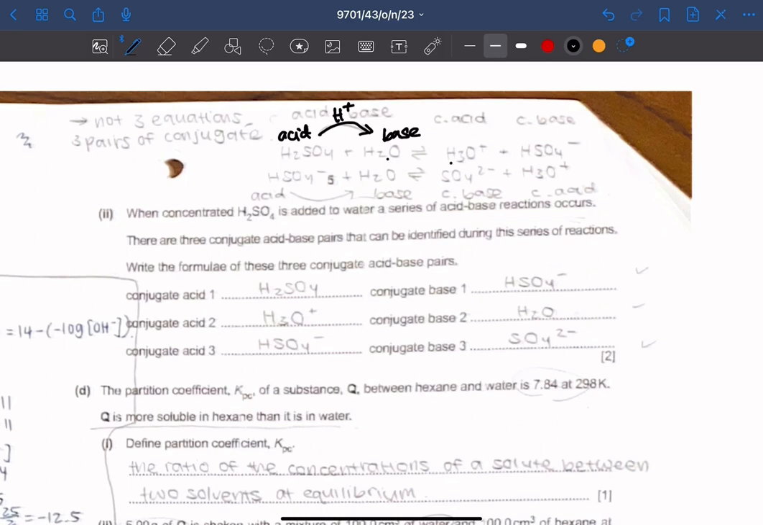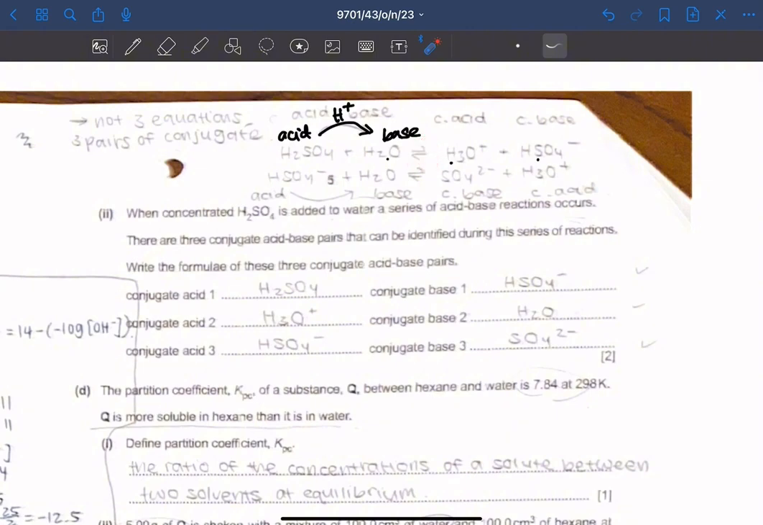H2O forms H3O+, and H2SO4 forms HSO4-. And because HSO4- was an acid, it becomes a conjugate base. And then because H2O was a base initially, it forms a conjugate acid, and always with a reversible sign.